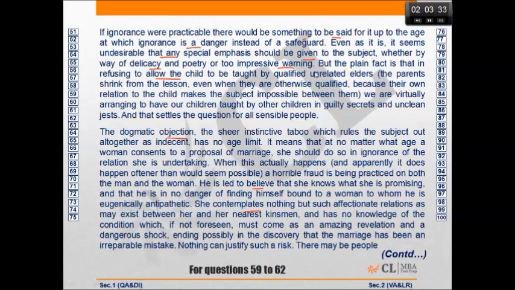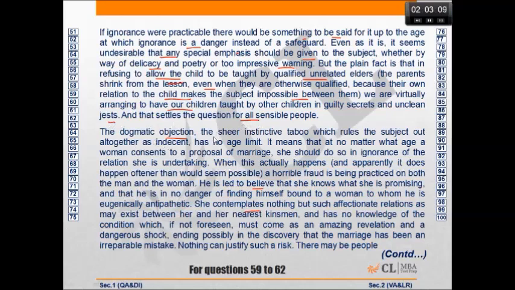But the plain fact is that in refusing to allow the child to be taught by qualified, unrelated elders, the parent shrinks from the lesson, even when they are otherwise qualified, because their own relation to the child makes the subject impossible between them. We are virtually arranging to have our children taught by other children in guilty secrets and unclean jests. And that settles the question for all sensible people.